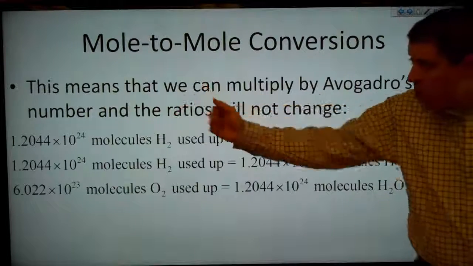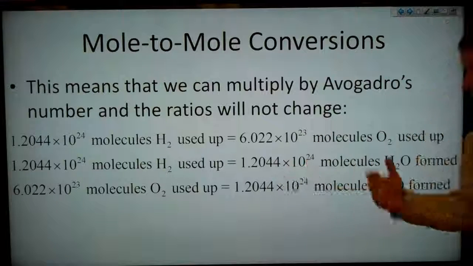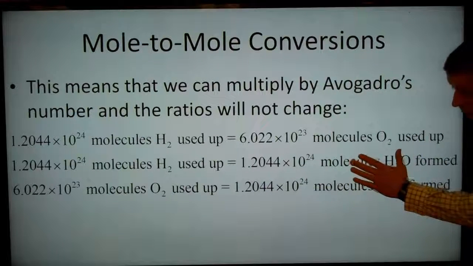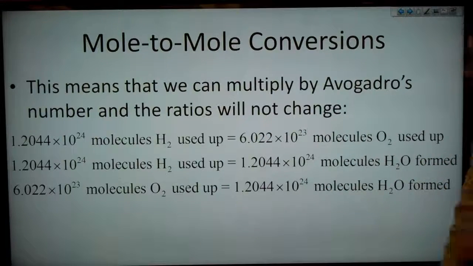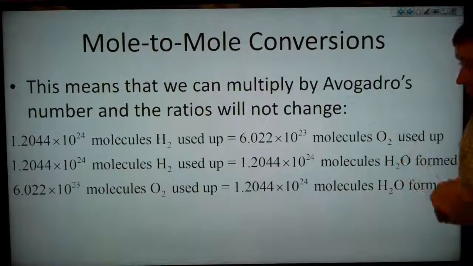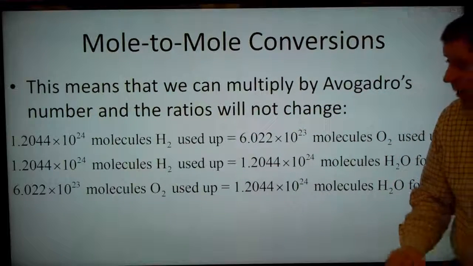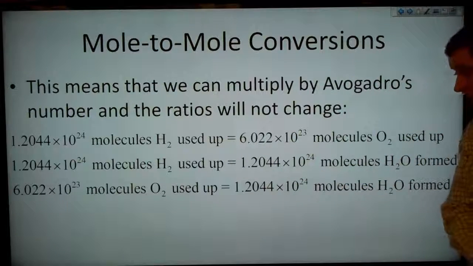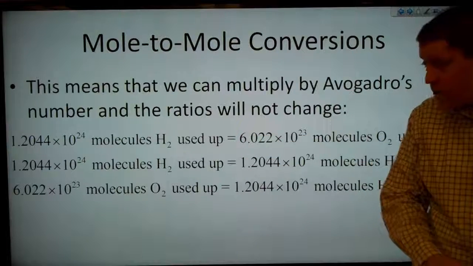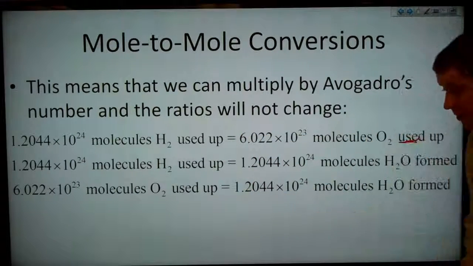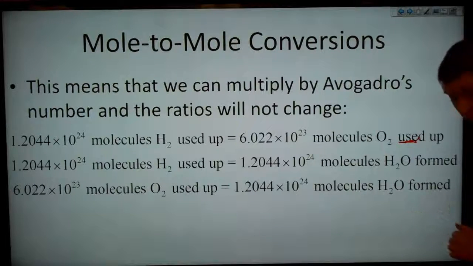So we can say 1.2044 times 10 to the 24 molecules of hydrogen used up equals 6.022 times 10 to the 23 molecules of oxygen used up. And note that this is a 2-to-1 ratio of molecules of hydrogen to molecules of oxygen. And then 1.2044 times 10 to the 24 molecules of hydrogen used up equals 1.2044 times 10 to the 24 molecules of water formed. And 6.022 times 10 to the 23 molecules of oxygen used up equals 1.2044 times 10 to the 24 molecules of water formed.